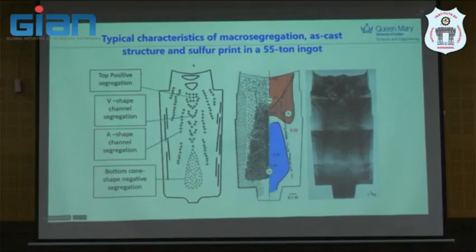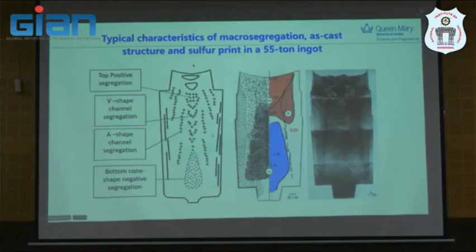It's difficult to eliminate it. As we all know, the typical metal segregation in the ingot includes the top positive segregation and the bottom cone-shaped negative segregation, and in the center of the ingot there will also appear V-shaped channel segregation and A-shaped channel segregation in this area.